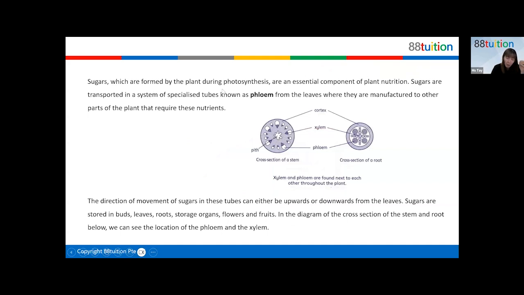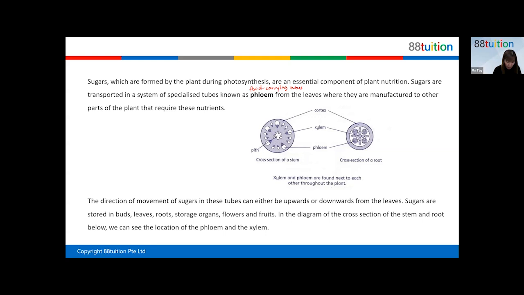Sugars that are formed by the plant during photosynthesis are transported by the phloem, which is the food carrying tube. Food carrying tubes. So you just need to know this, okay? And then it's carried to all parts of the plants that require the nutrients. Transported to which part of the plants? I think this is important.